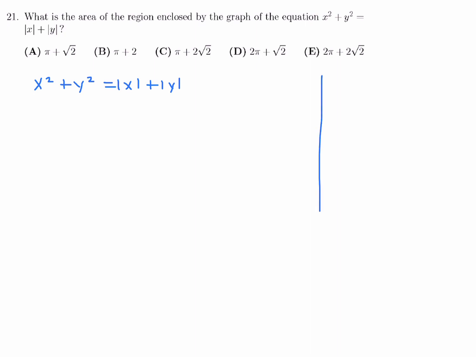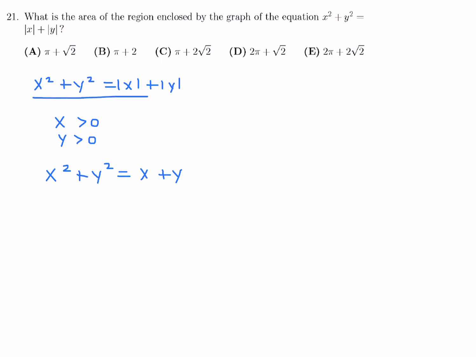So if this graph is in all 4 quadrants, let's just concentrate on the first quadrant, and that is when x is greater than 0 and y is greater than 0. When that is the case, that equation becomes x squared plus y squared is equal to x plus y. And this is a little bit better to work with than this. So let's proceed. This, if you put it all on one side, becomes x squared minus x plus y squared minus y is equal to 0.